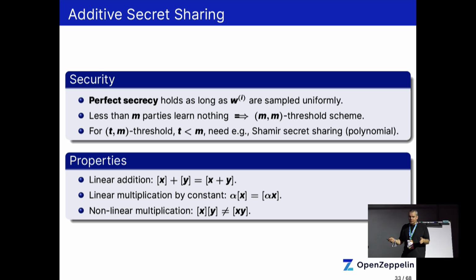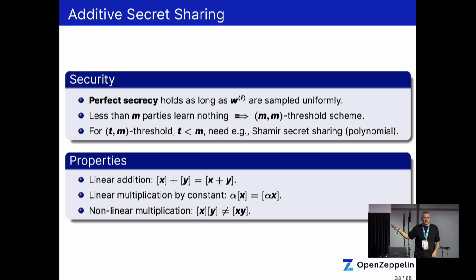It gives you perfect secrecy because no fewer than M parties, so no fewer than all of the parties, can reconstruct the secret value, and they cannot even infer information about it. You need all the M shares to get your value; you need to sum everything to get the original W. That's why it's called an M of M threshold scheme, because you need everything to reconstruct, and it's very powerful. But you also have T of M threshold schemes where you may need only some small fraction of the whole set to reconstruct, for example Shamir secret sharing, which is based on polynomials, but it's a bit more complicated to introduce. This already works for us.